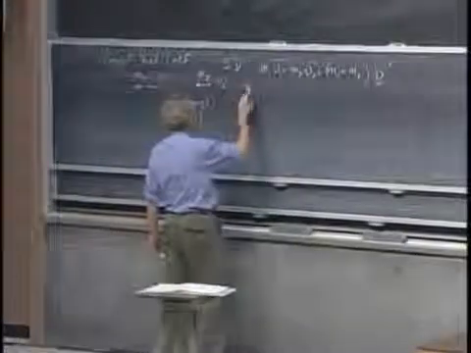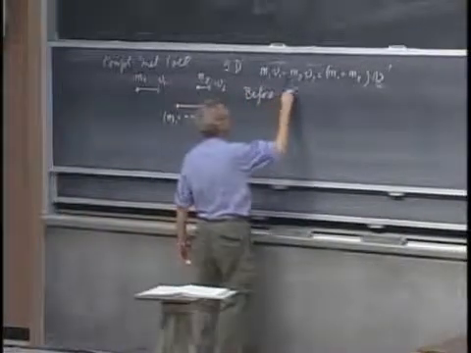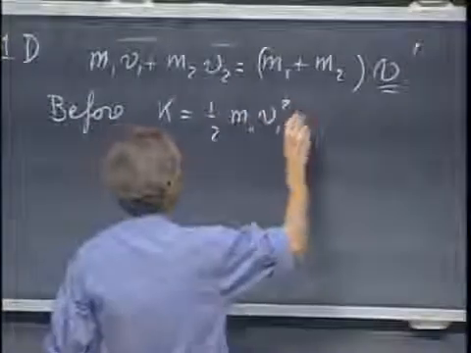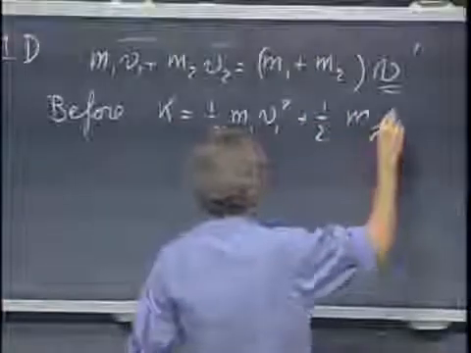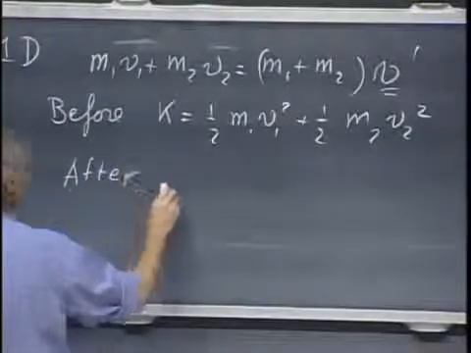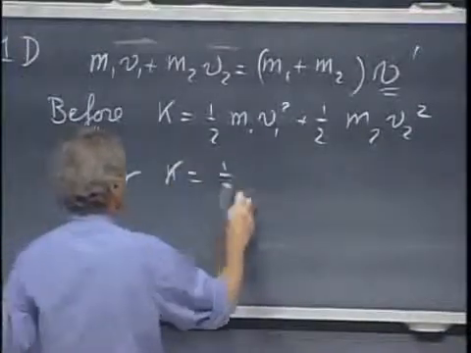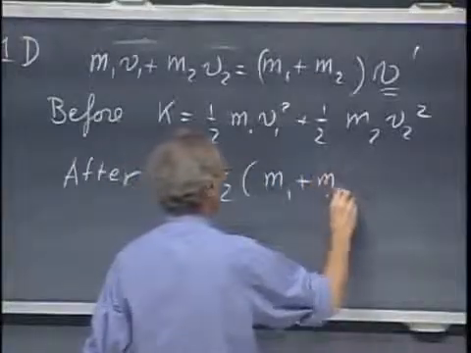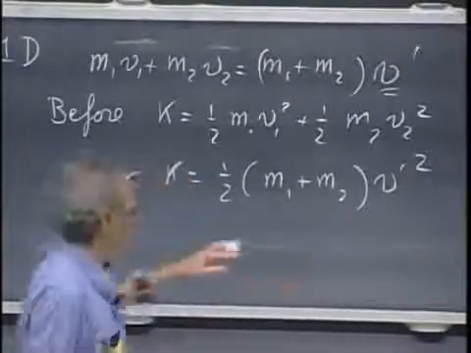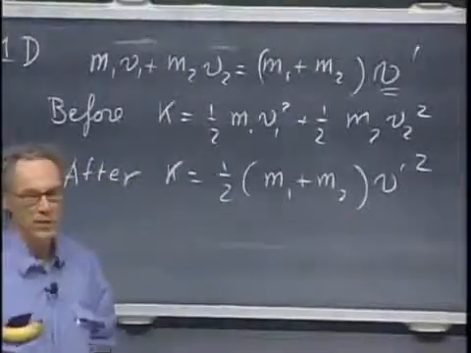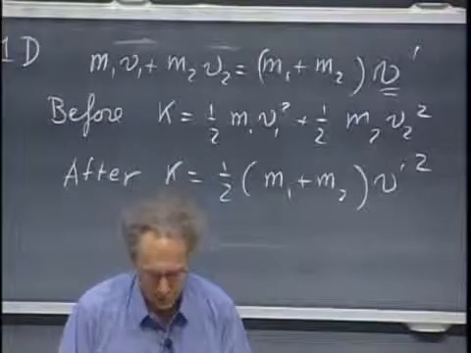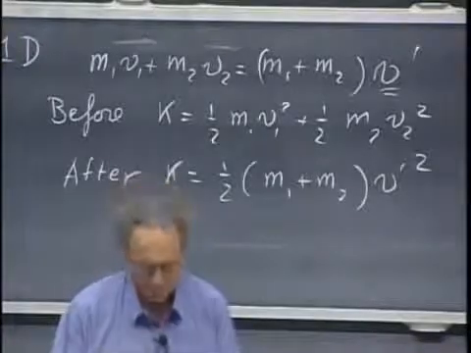Kinetic energy is not conserved. Before the collision, your kinetic energy equals 1/2 m1 v1 squared plus 1/2 m2 v2 squared. After the collision, kinetic energy equals 1/2 (m1 plus m2) times v prime squared, and you can easily prove that this is always less than that in case of a completely inelastic collision. There's always kinetic energy destroyed, which then comes out in the form of heat.